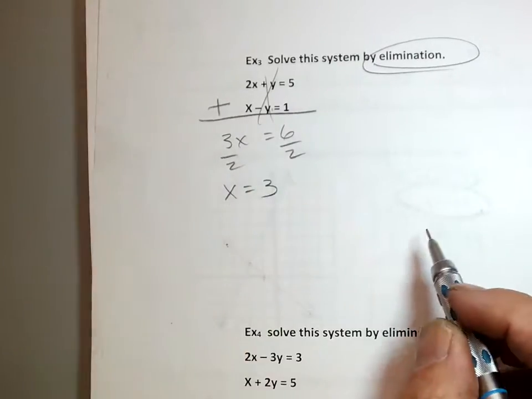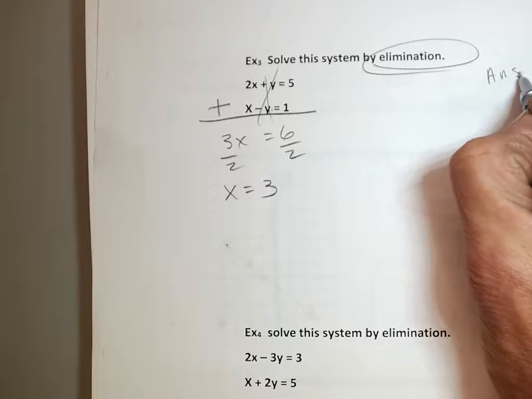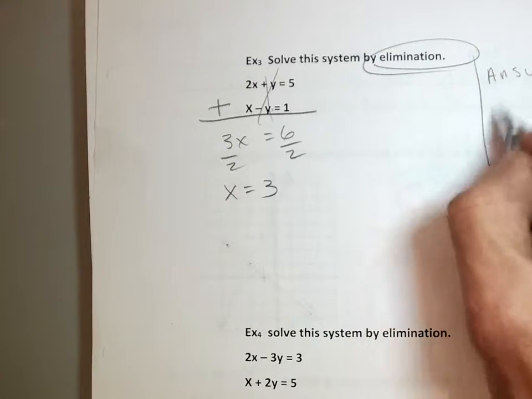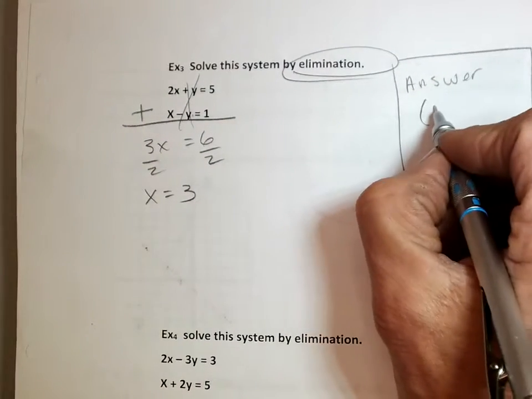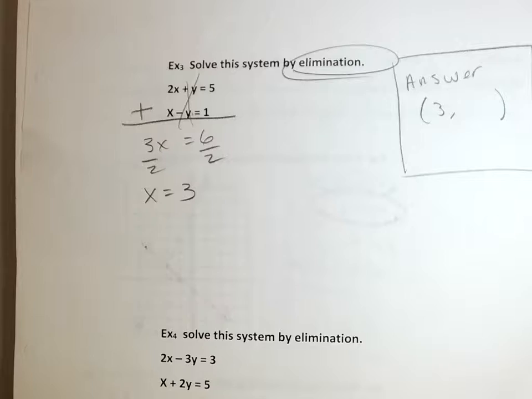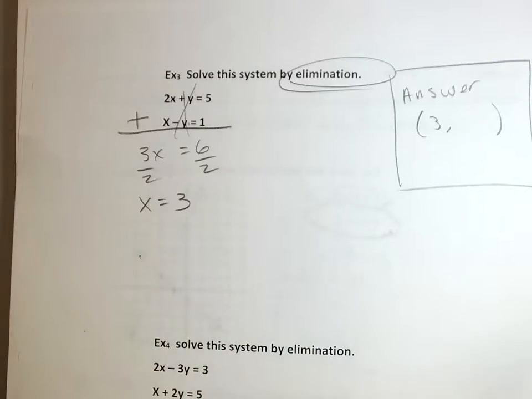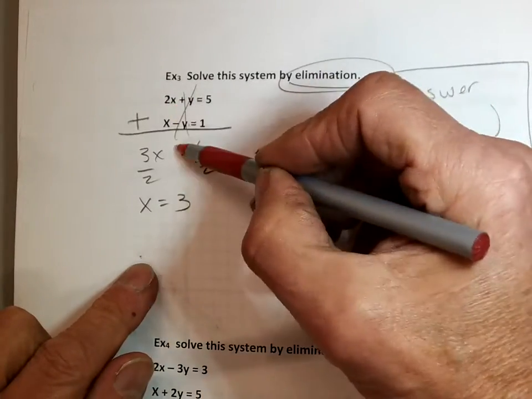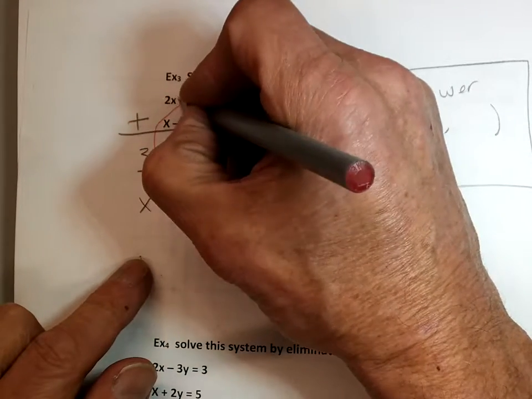Okay, so now, if the answer really is a point, then my answer is 3, something. Okay, much easier than graphing. So to find the something, I'm going to take my 3, which is my x, and plug it in. I'm going to plug it into either the first or second equation. It does not matter. I'll just plug it into the first one. Why not? Plug it right in for x.